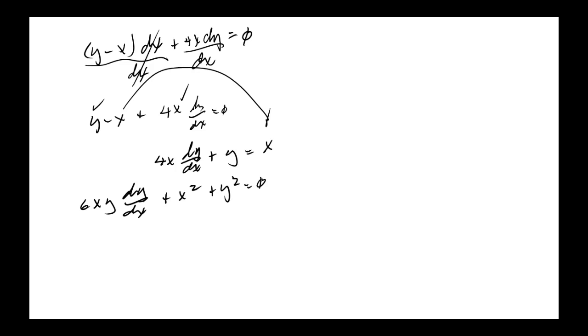Okay? So, if we want to write it in differential form, what would we do? You're absolutely right. That would be 6xy dy, usually you put these in parentheses, plus x squared plus y squared dx is equal to 0. That is a differential equation in differential form. So it's the very same equation, but it's in differential form. I think that's all we need to say about that.